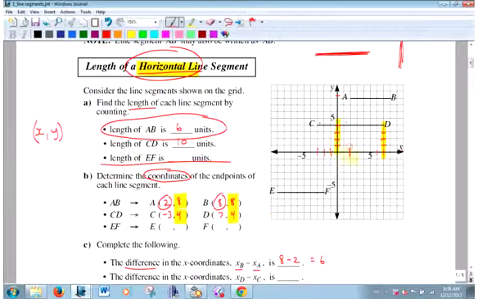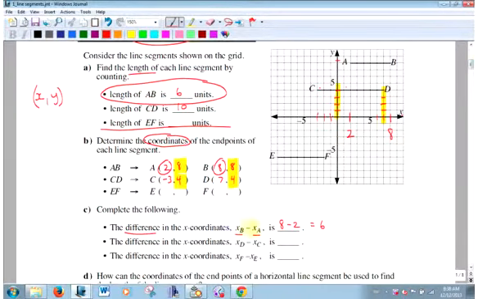I mean, if it goes from 2 to, was that 5, 6, 7, 8? What's the difference between 2 and 8? It's 6. That's how long it is. What happens if you did it the other order? What happens if I went xA minus xB? What happens if I went 2 minus 8? I get -6, don't I?